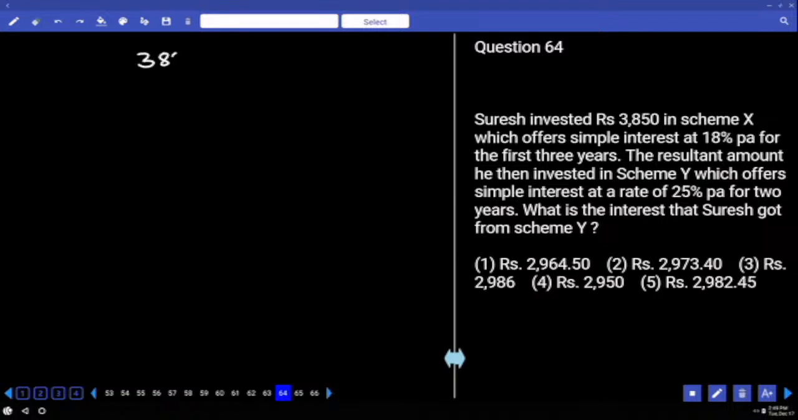From 3,850 rupees, first of all let us find 18%. 18% means 20% minus 2%. 10% is 385, 20% is 770. 2% value is 77. 693 rupees is the interest for 1 year.